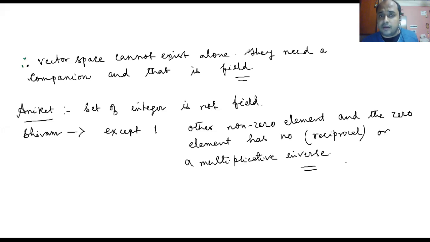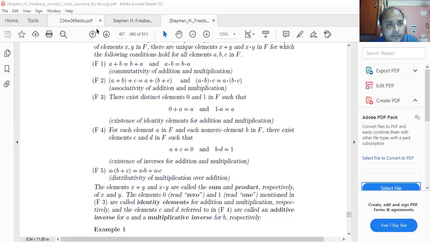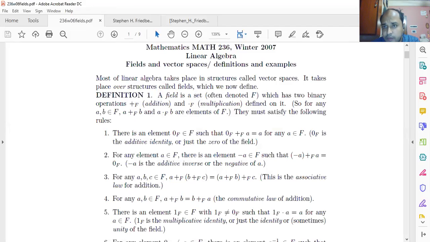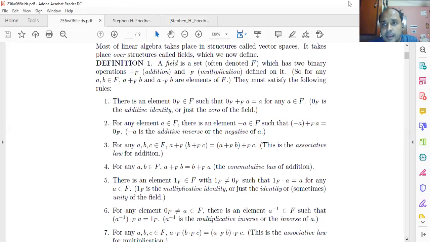I want to say something about a question raised, again, by Aniket. Actually, it is not a question. He shared something with me and I'm going to show it to you. From somewhere he has got this note, and he told me, probably you were able to see it. Let me see. Okay, so he shared this particular note with me and asked, sir, can I follow the definition of the field from here? And I said no.